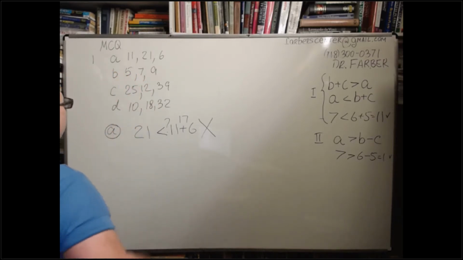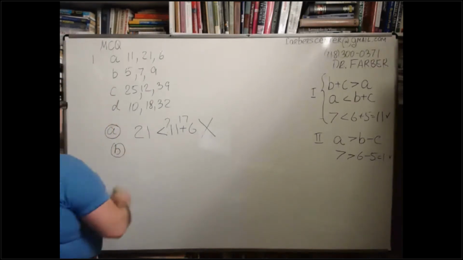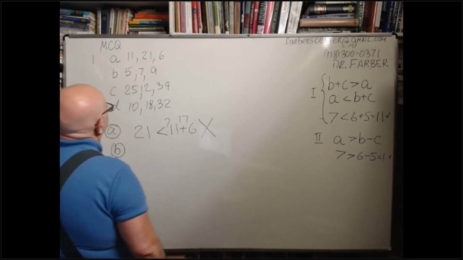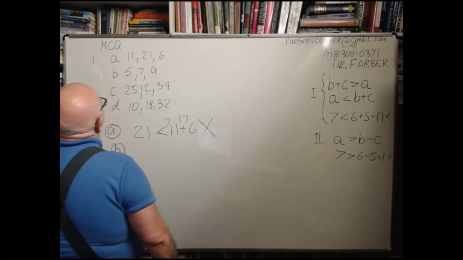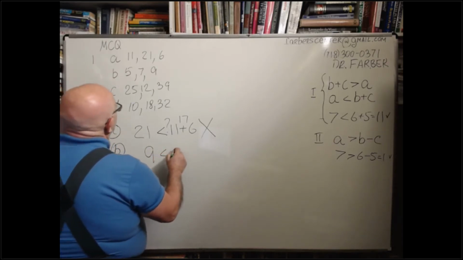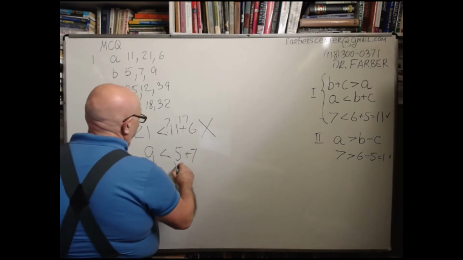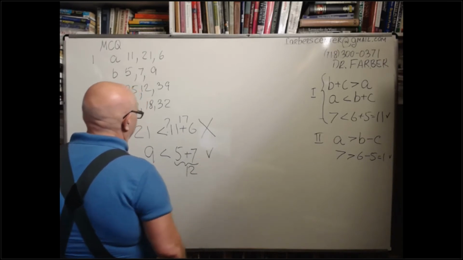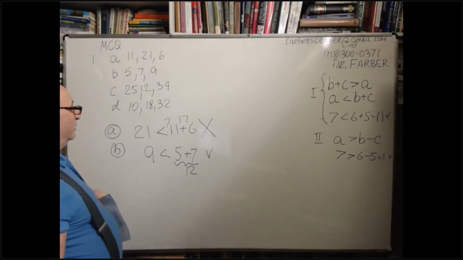To understand this, let's go to B. Is 9 less than 5 plus 7, which is what? 12. Yes, you can build a triangle.